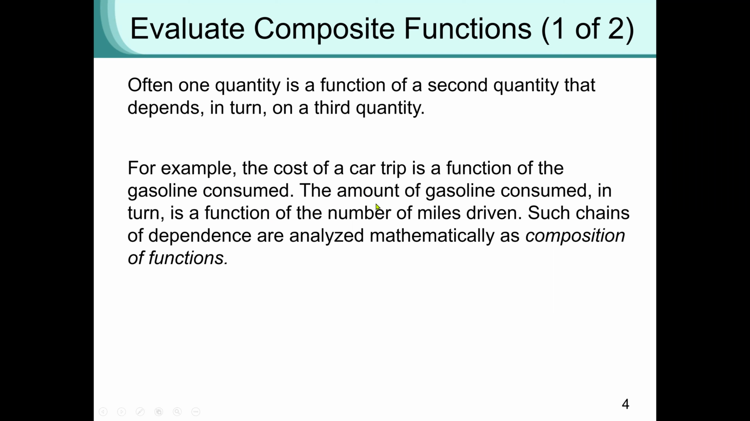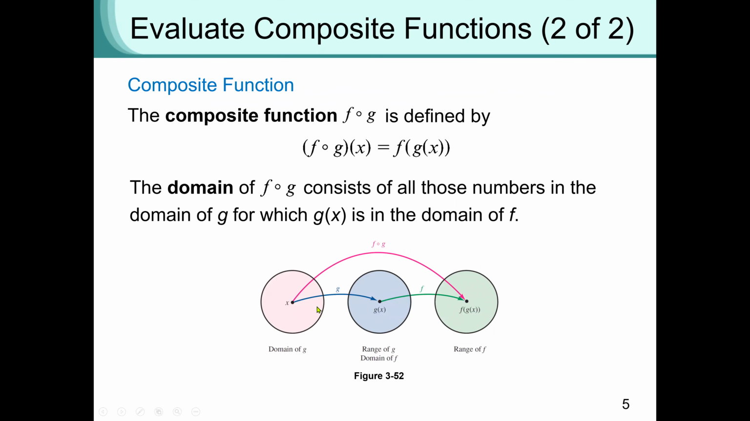The amount of gasoline consumed in turn is a function of the number of miles driven. So the more miles we drive or the fewer miles we drive, the gasoline consumption will go up or down. Such chains of dependence are analyzed mathematically as a composition of functions. So again, a composition of functions is one function depending on another function.